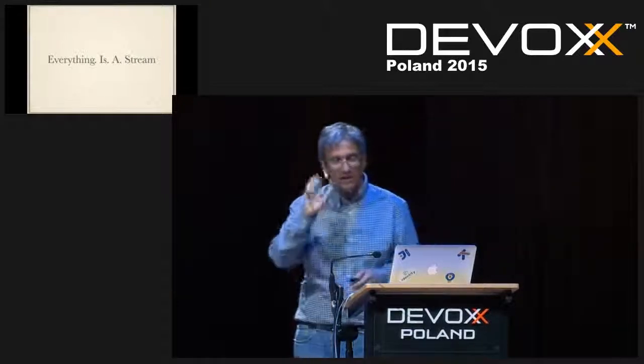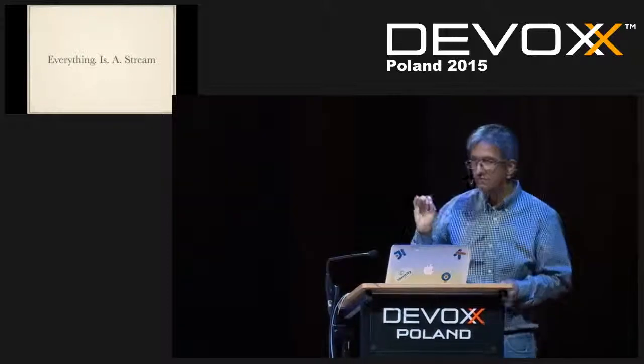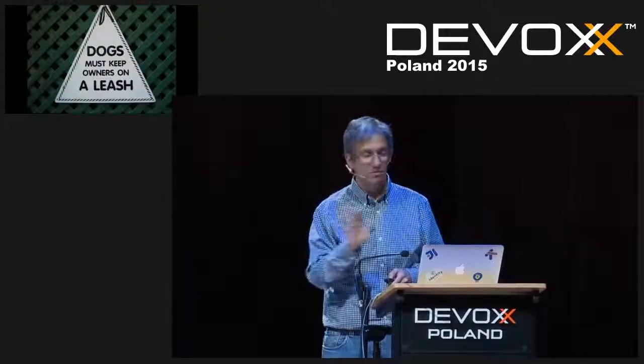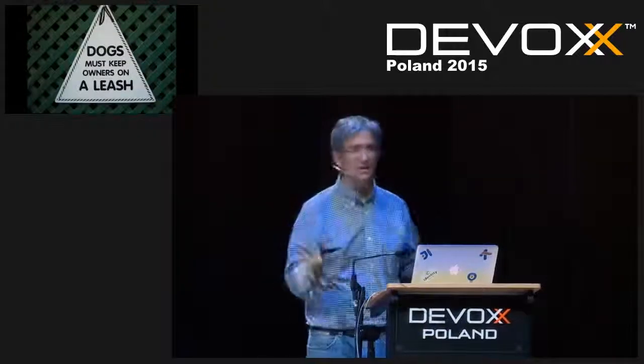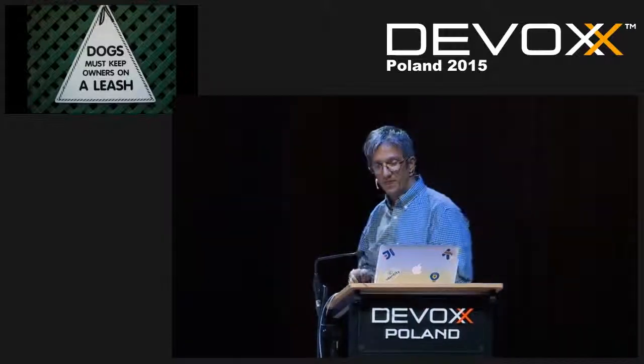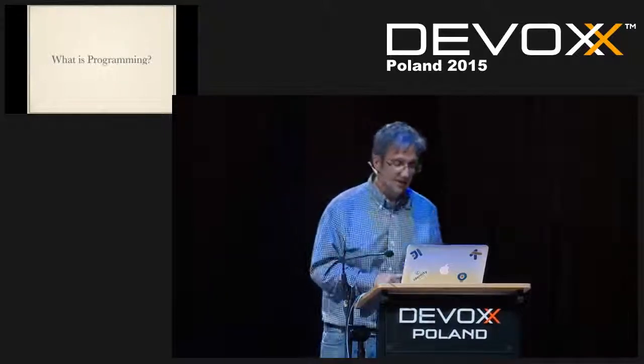So in Rx, everything is a stream, basically. Everything. Think about it as a stream. And it's observable. So that makes complete and utter sense to you, right? All I'm saying is that everything is a stream and it's observable. We'll see what that means, obviously. Right now, let's take a step back and look at that a little bit.